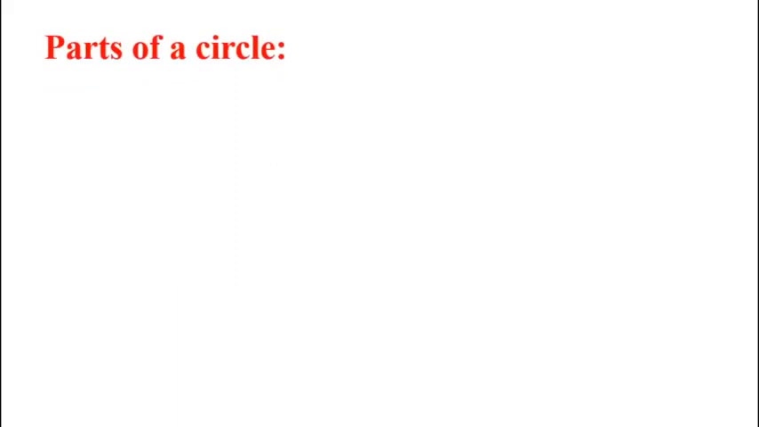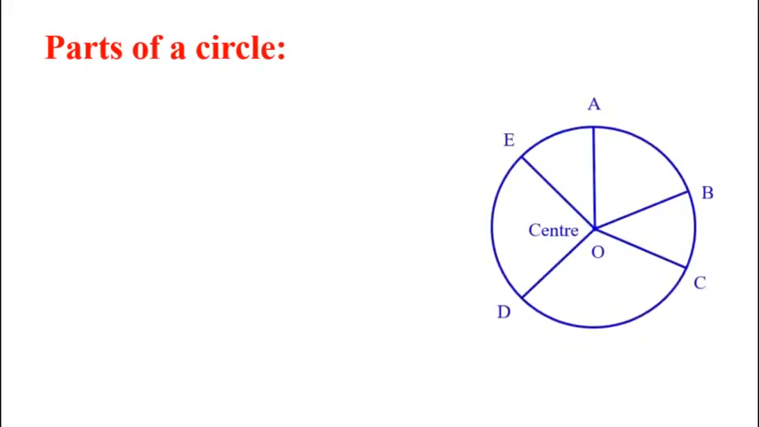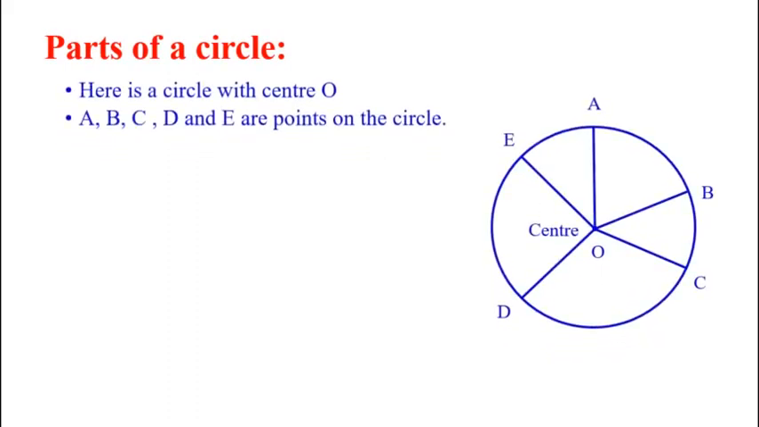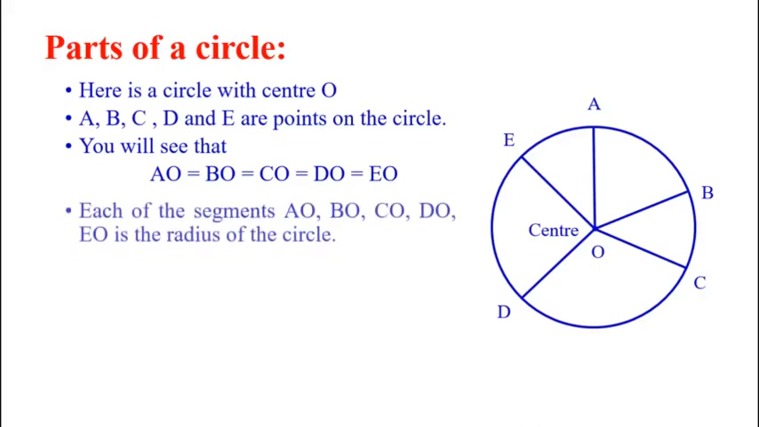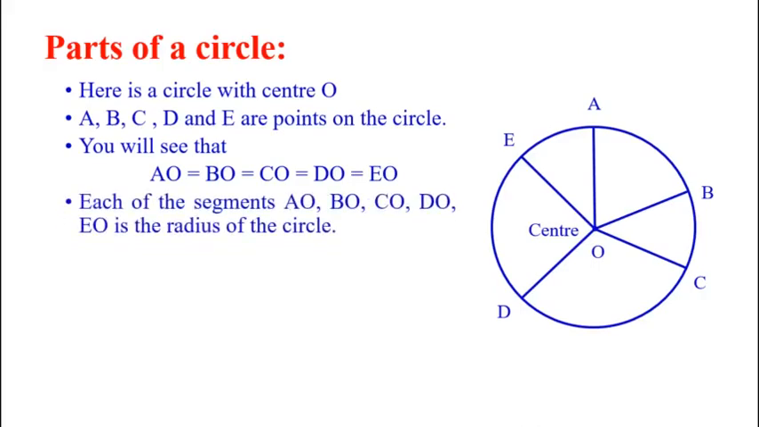Then let us discuss different parts of a circle. Here is a circle with center O. A, B, C, D and E are points on the circle. You will see that AO is equal to BO is equal to CO is equal to DO is equal to EO. Each of the segments AO, BO, CO, DO, EO is a radius of the circle.